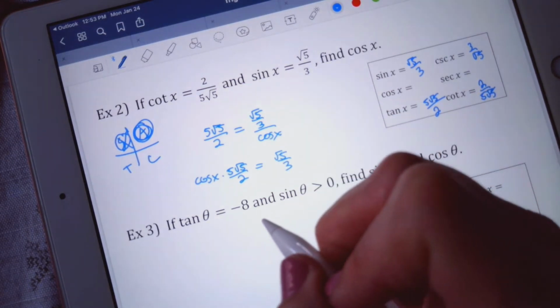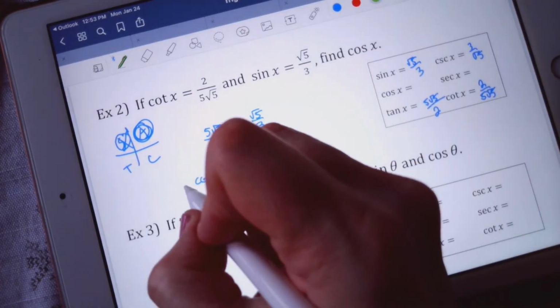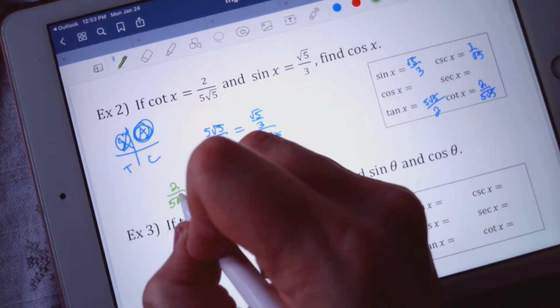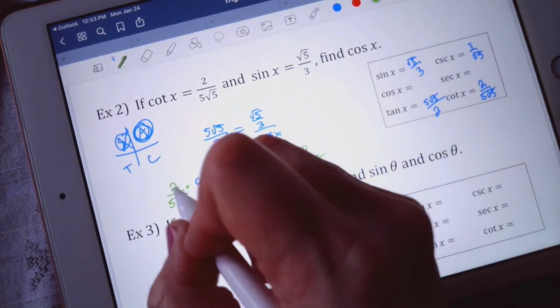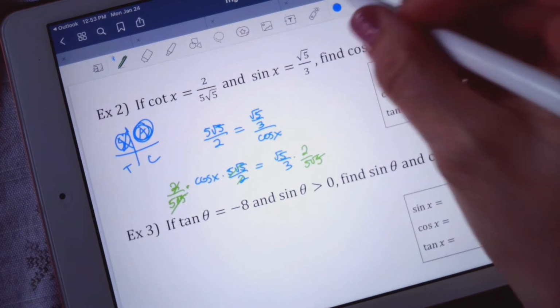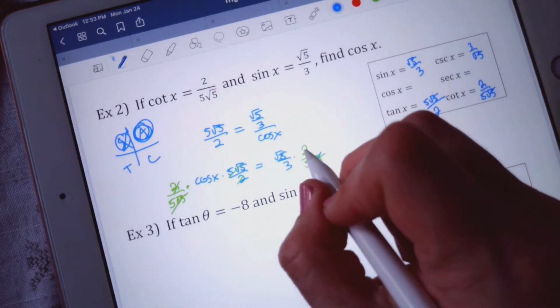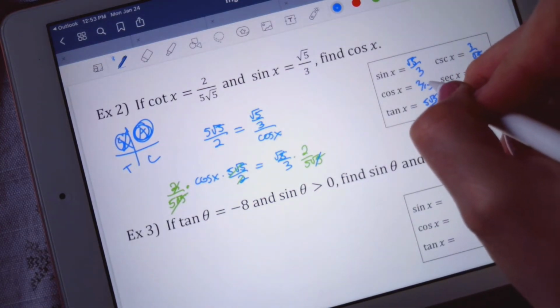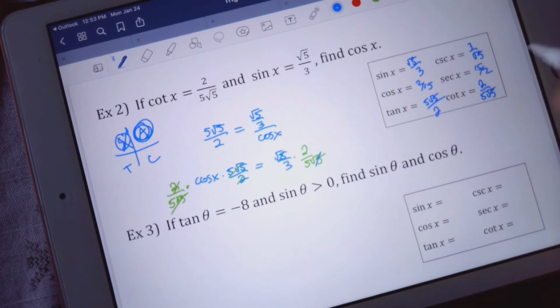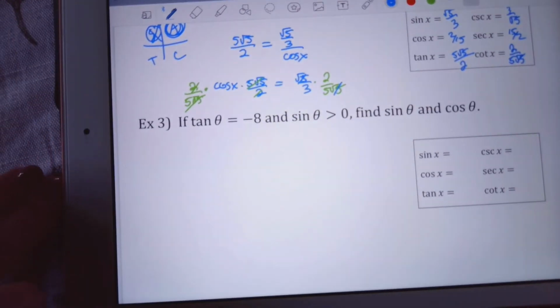And then I'm going to just multiply by the reciprocal. So if I multiply both sides by 2/5 radical 5, that cancels everything here. And so I get cosine x. And let's see what happens here. The radical 5's go away. I get 2/15. So my cosine is 2/15, which means my secant is 15/2. You guys all done? Good. All right, so let's look at this example here.